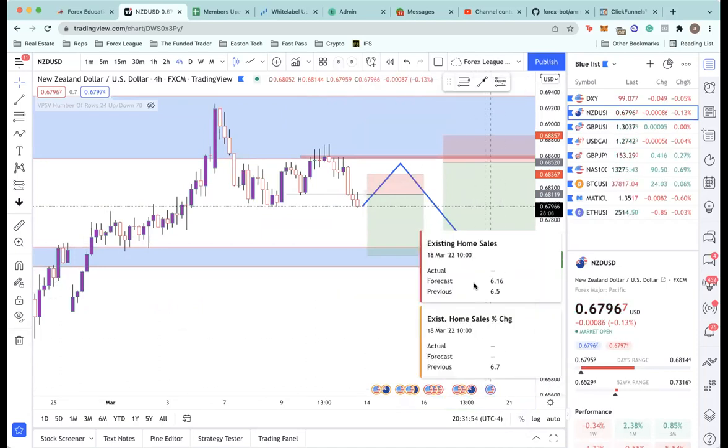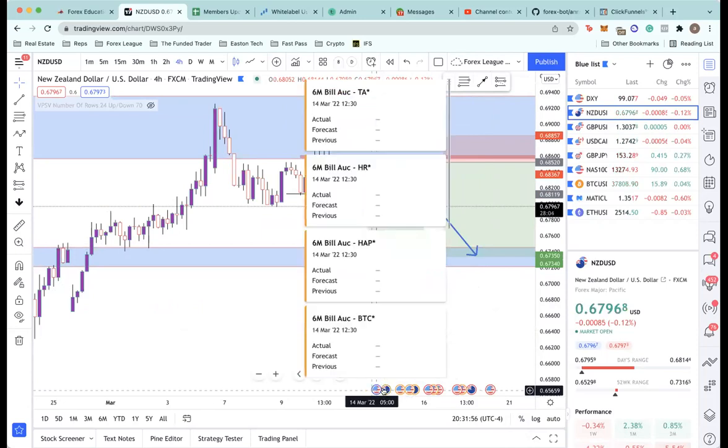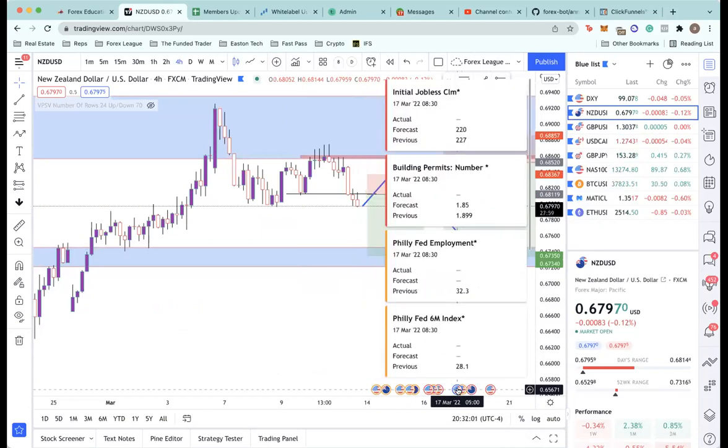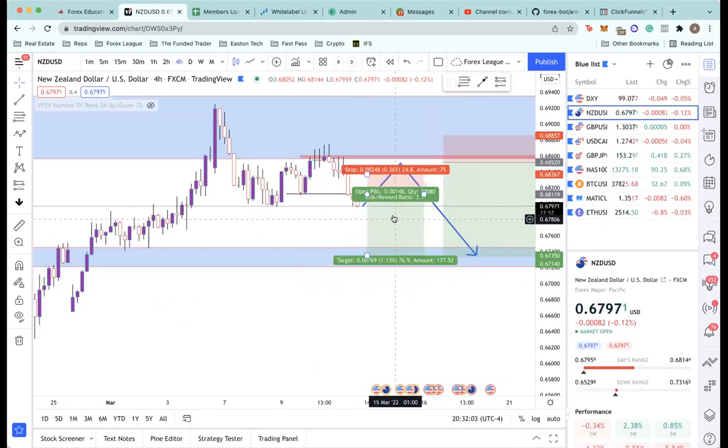And then we've got existing home sales. So we've got some news events this week that should drive volatility. And as I said, the interest rates as well. So we'll see if we can get that movement.